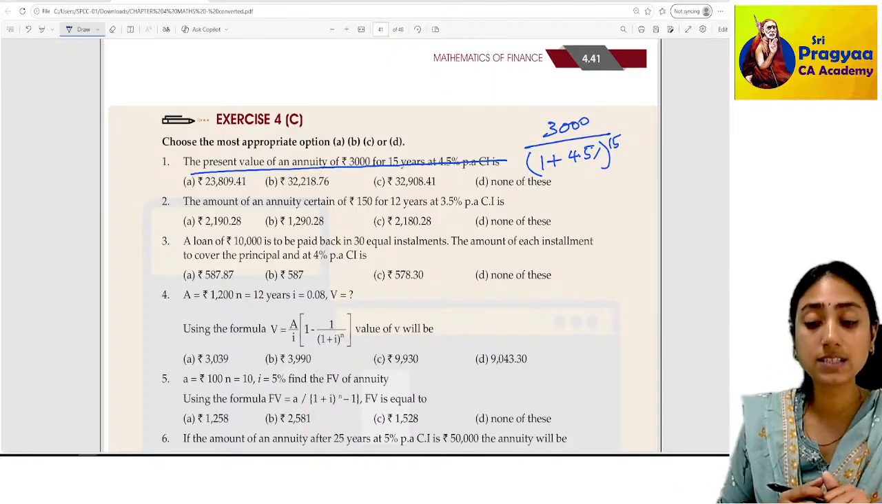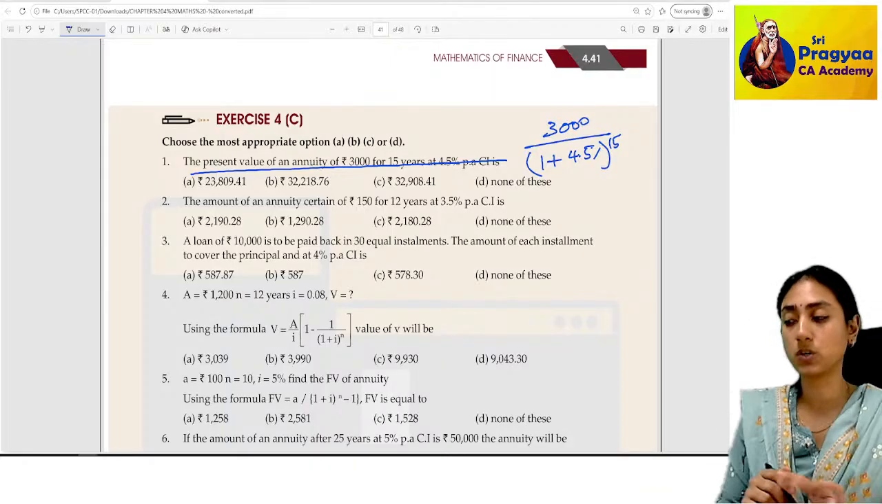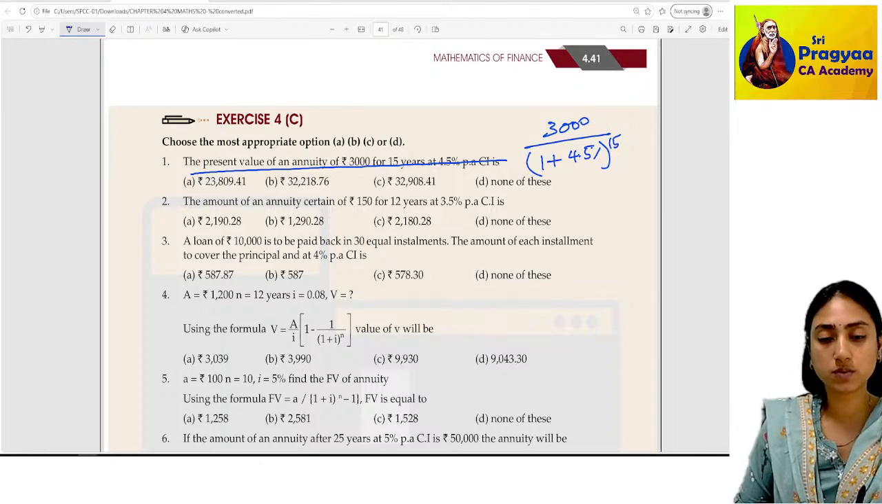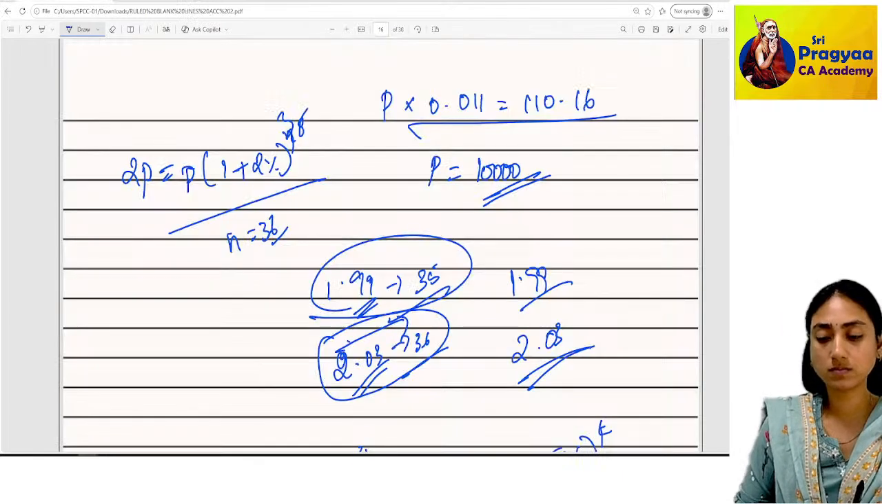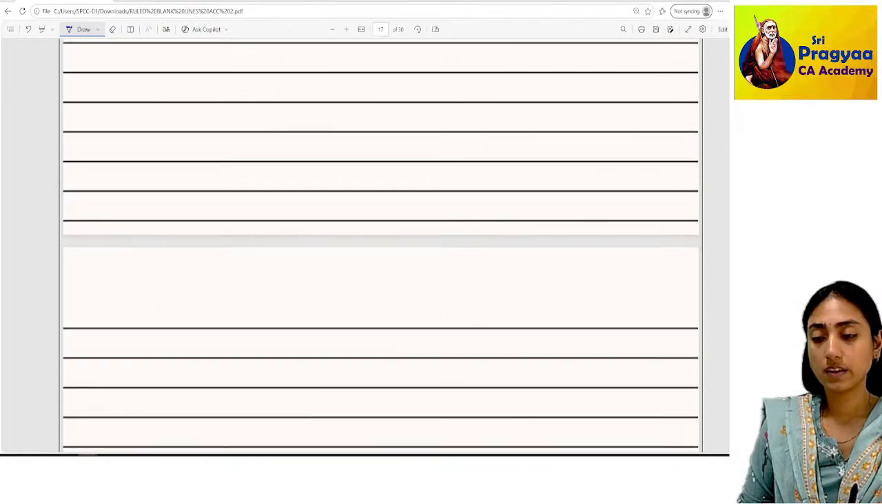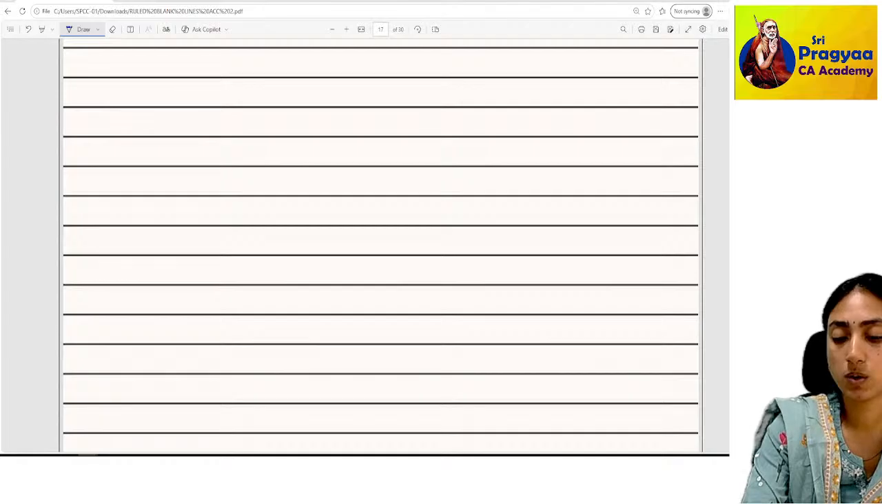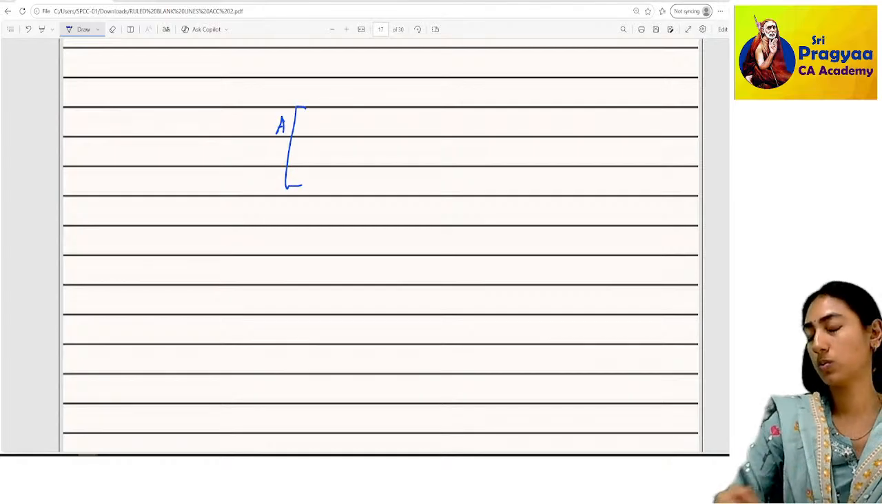No, what have they asked? They have asked present value of annuity. So you'll have to do it in two steps. So find out first the annuity value. So do annuity into, what is the formula?